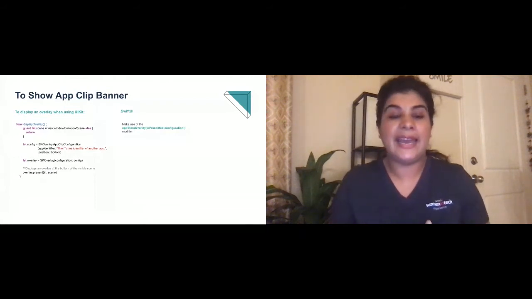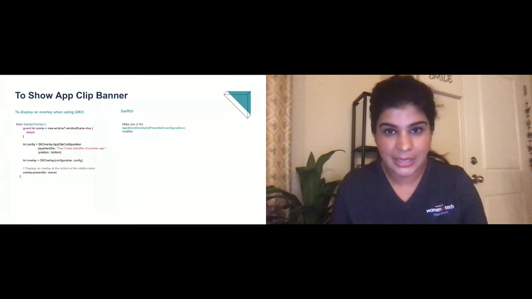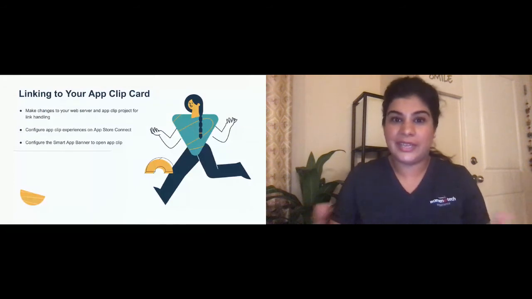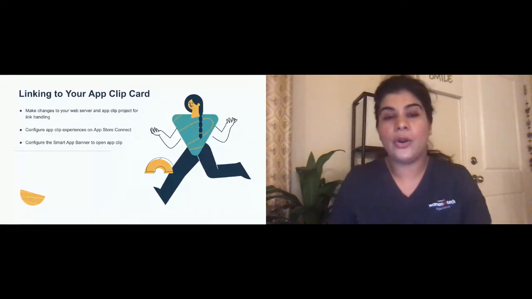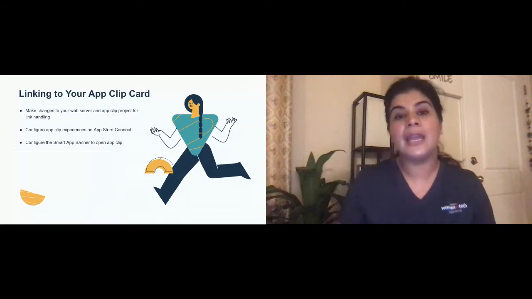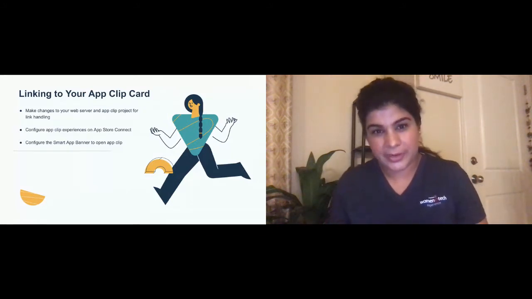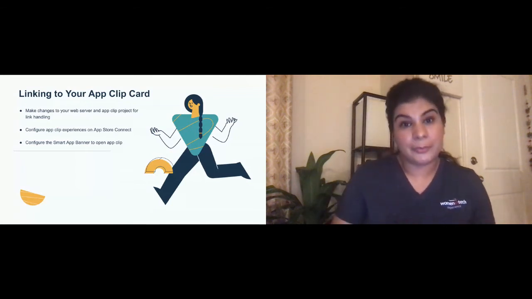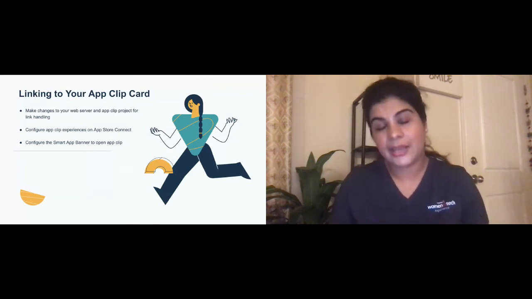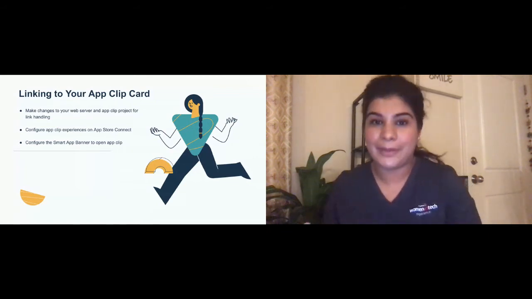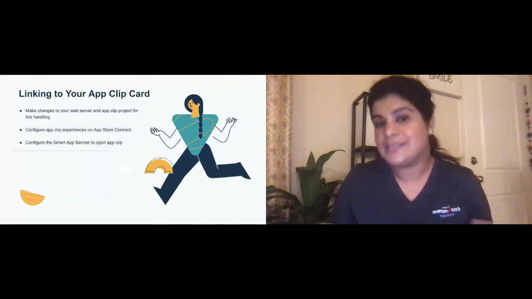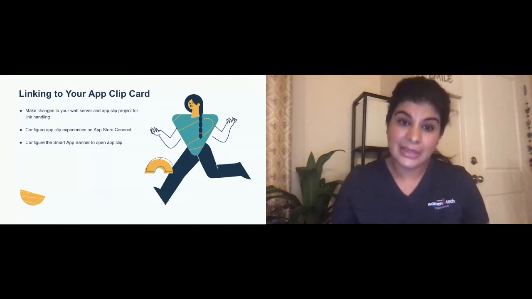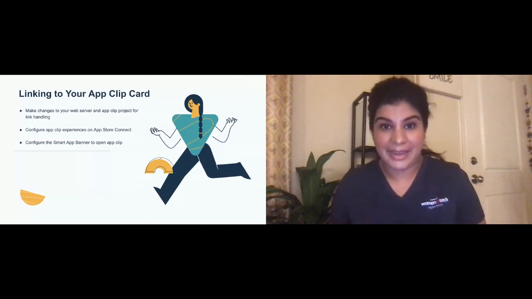Now you have what is app clip, what is the life cycle of app clip. So we need to know what steps an app clip developer has to do in order to link these app clips, or in order to build this whole experience. First, you have to make changes to your web server and your app clip project, so these links can be handled for the app clips. Next, you have to configure your app clip card. This is the card which actually introduces the user with the app clip, which is a part of app clip experience. You can configure your local and advanced app clip experiences on the App Store Connect. Lastly, you have to configure Smart App Banner for your web page.